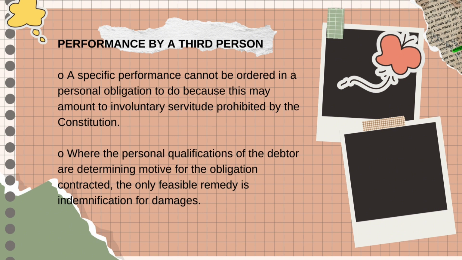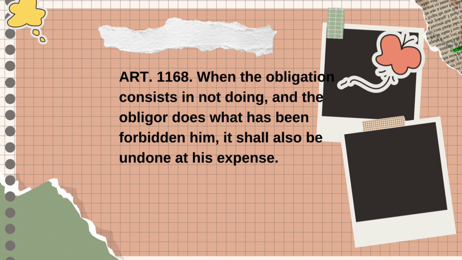Ito yung tatlong sinasabi ko sa inyo kanina. Situations contemplated in 1167: number one, hindi ginawa o hindi nagawa. Number two, nagawa pero mali. Number three, nagawa pero in poor manner. Okay. Performance by a third person. Pag ginawa na siya ng ibang tao na hindi na pinagawa doon sa debtor na kakontrata niya, a personal obligation to do, like a real obligation to deliver a generic thing, can be performed by a third person, while the debtor can be compelled to make the delivery of the specific thing.